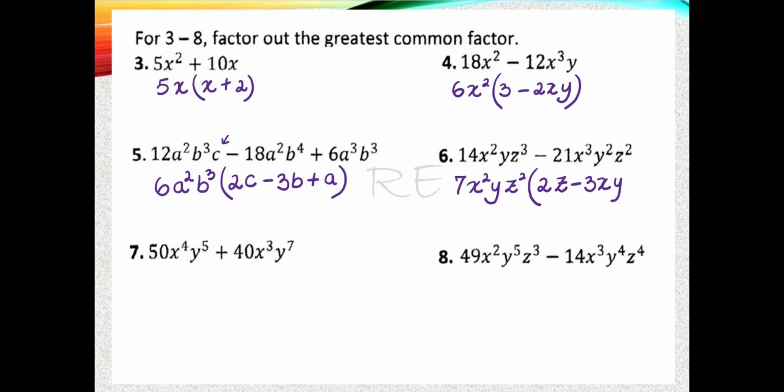X times x squared, x cubed. And y times y, y squared. That's it, because z squared and z squared is 1.